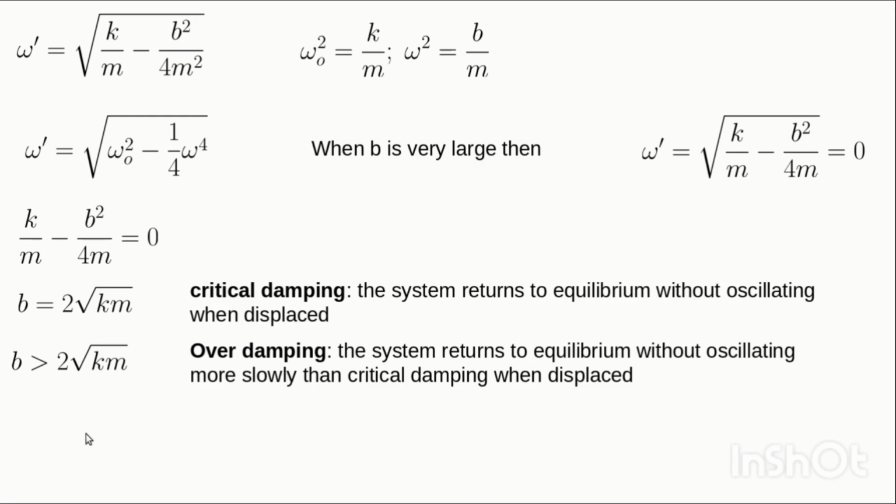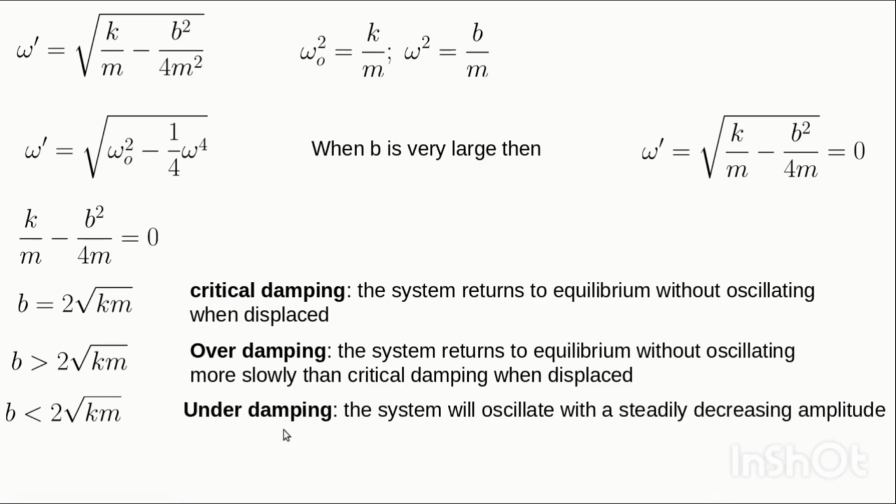Now the next scenario is when B is less than 2 square root of KM. In that scenario, we call it under damping. And under damping, the system will oscillate, with the amplitude gradually decreasing. I hope that's okay. We can look at the diagram that describes these three situations.